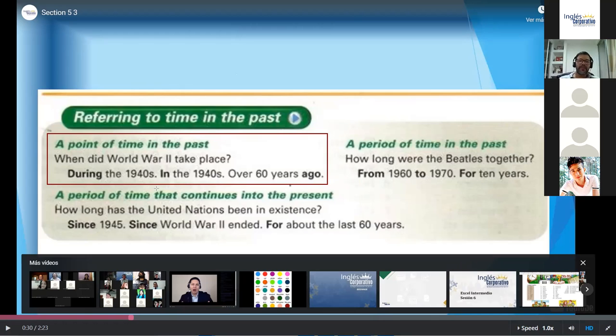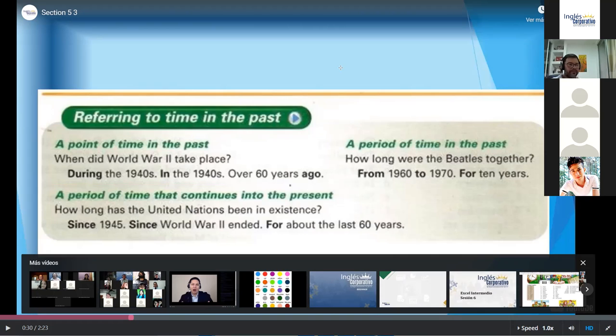So as you can see, we are saying the same thing here. We are saying the same thing. During the 1940s, so World War II took place during the 1940s, or World War II took place in the 1940s. World War II took place over 60 years ago. We are saying exactly the same thing, just different expressions. These are three ways we can say it. Any questions with this specific topic, a point of time in the past? We can use during, we can use in, and we can use ago.